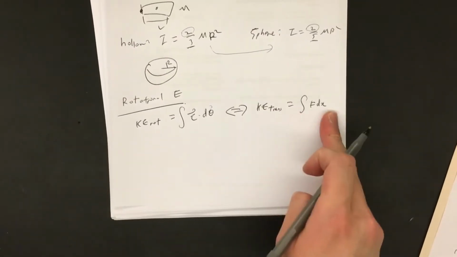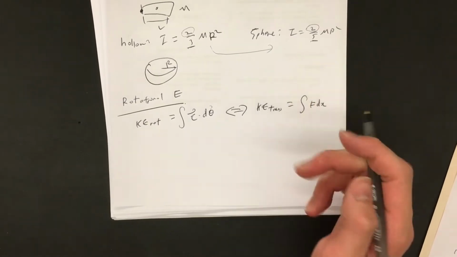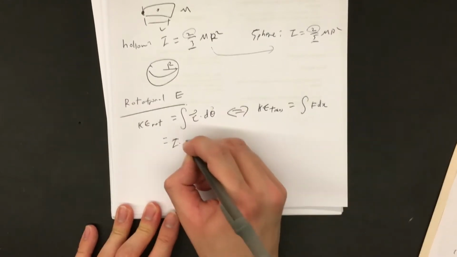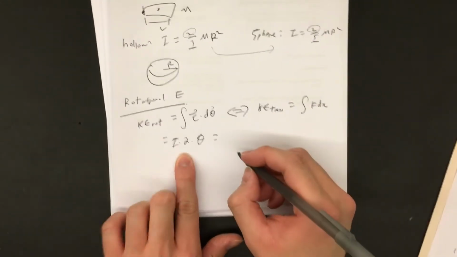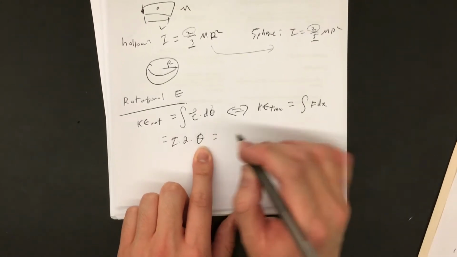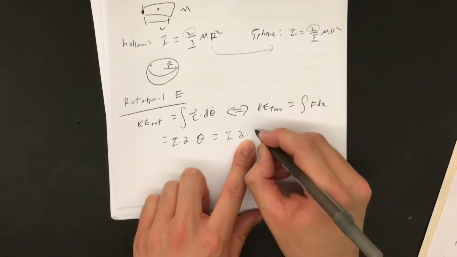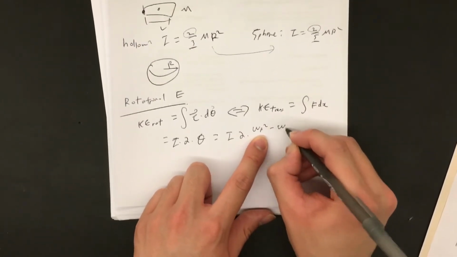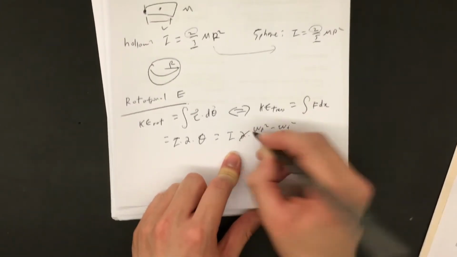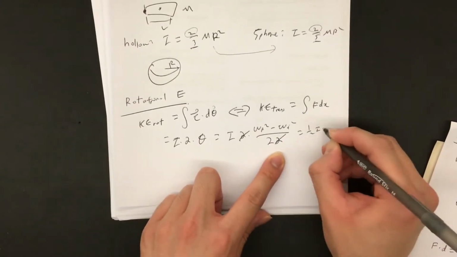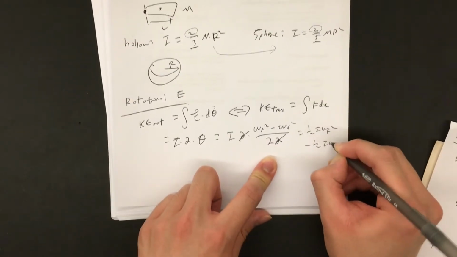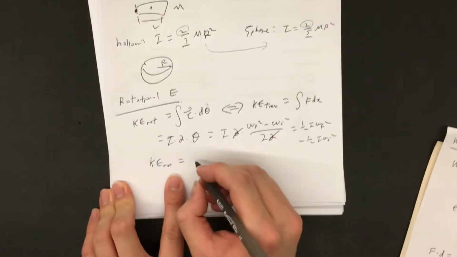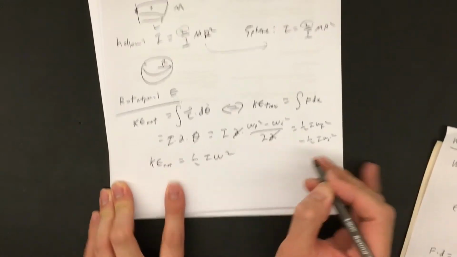Now, similar to the logic behind the integral of F dx, the integral of torque with respect to theta equals inertia times alpha times theta. And from the kinematics equation, this equals I times alpha times omega final squared minus omega initial squared divided by 2 alpha. Dividing out the alpha, this just equals 1/2 I omega final squared minus 1/2 I omega initial squared. Therefore, I can define the kinetic energy of a rotating object as 1/2 I omega squared.